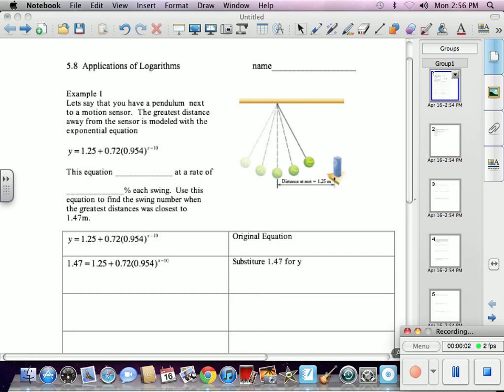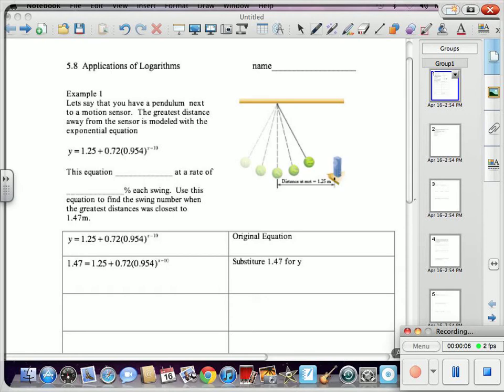All right, welcome to applications of logarithms, because why should we study anything that we can't apply to stuff?